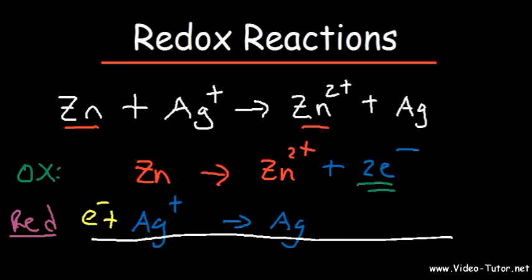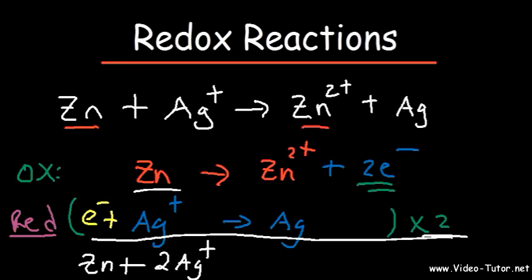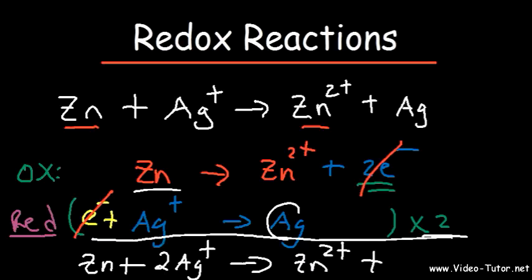Now, before we can add these two, we need to make the number of electrons in both half reactions equal. So we're going to multiply the second equation by 2. And now we can add them. So if we bring this down, we have zinc plus 2 Ag+, because we have to multiply by 2. The 2 electrons will cancel. And on the right side, we have Zn2+, and we're going to multiply Ag by 2, so 2 Ag. So now that reaction is balanced.